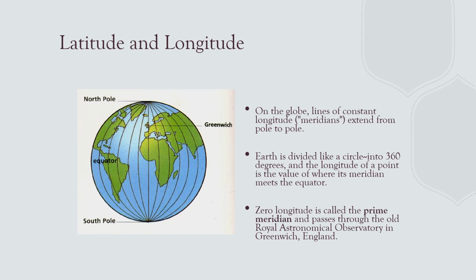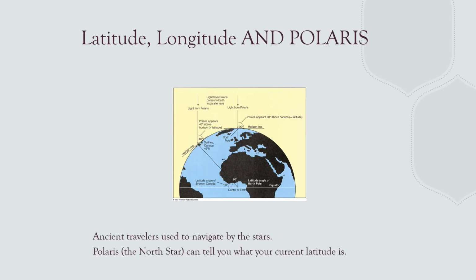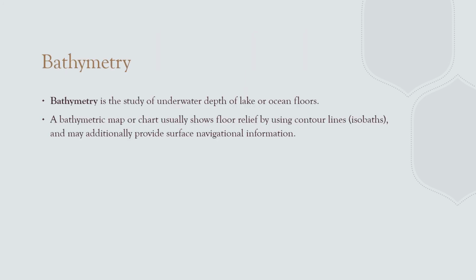The Earth spins 15 degrees per hour, which means each 15 degrees of longitude is one time zone. The angle, the height of Polaris in the northern hemisphere is your latitude. Latitude is the height of Polaris above the horizon. So ancients used that to navigate. The study of the deep ocean and these charts and maps is called bathymetry.